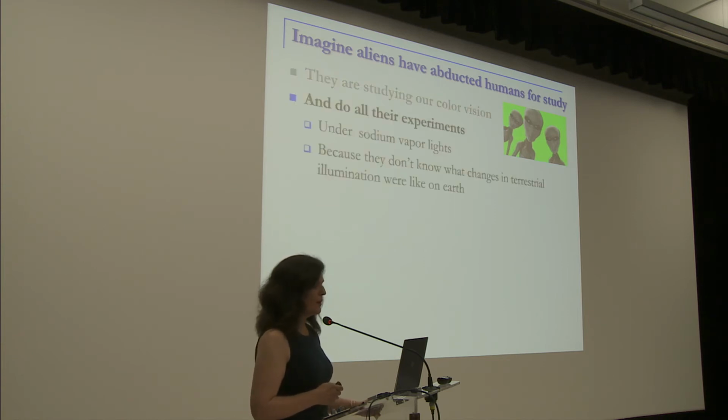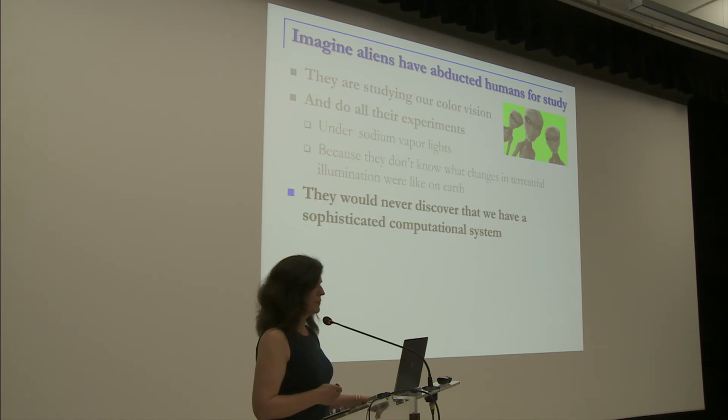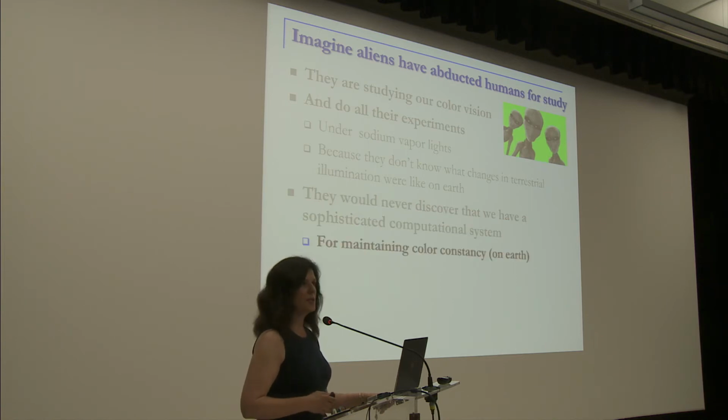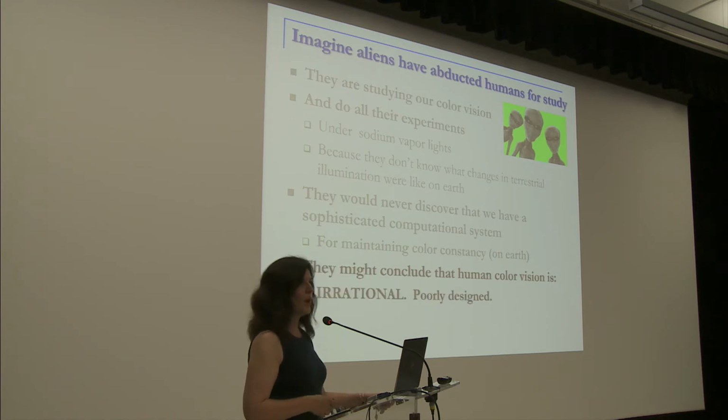Now let's say that aliens have abducted humans for study, and they're studying our color vision. And they do all of their experiments under sodium vapor lamps because they don't know better. They don't know what changes in terrestrial illumination were like on Earth. They don't know the spectrum that humans were exposed to during their evolution. They would never discover that we have a sophisticated computational system for maintaining color constancy on Earth. They might conclude that human color vision is irrational, poorly designed. They might even speculate that humans did not need good colored vision during their evolution. This is obvious, right?